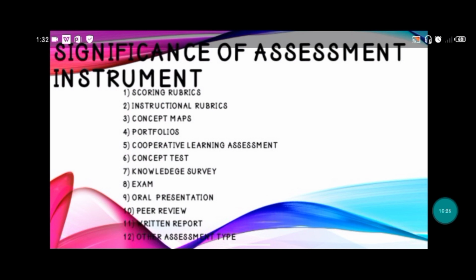Next is written reports. So this would increase tips for assessing the initiative and creativity in preparing and delivering written reports. Lastly, other assessment type. So this would be display of learning portfolios including concept sketches, case studies, seminar-style courses, mathematical thinking, and performance assessment.